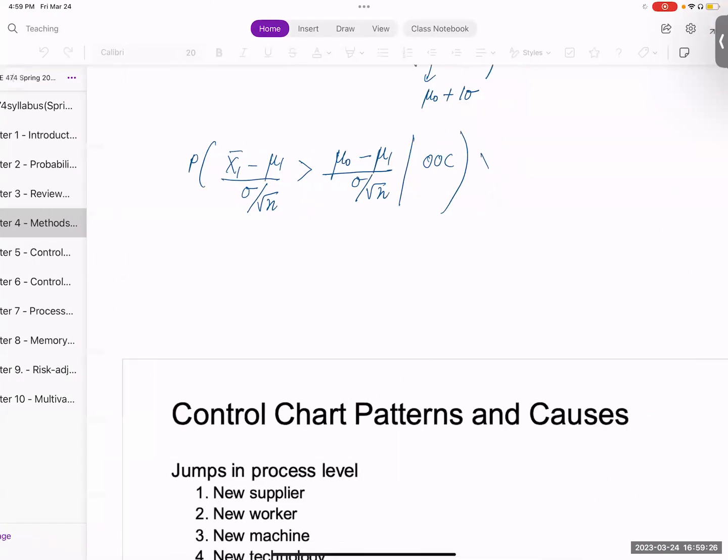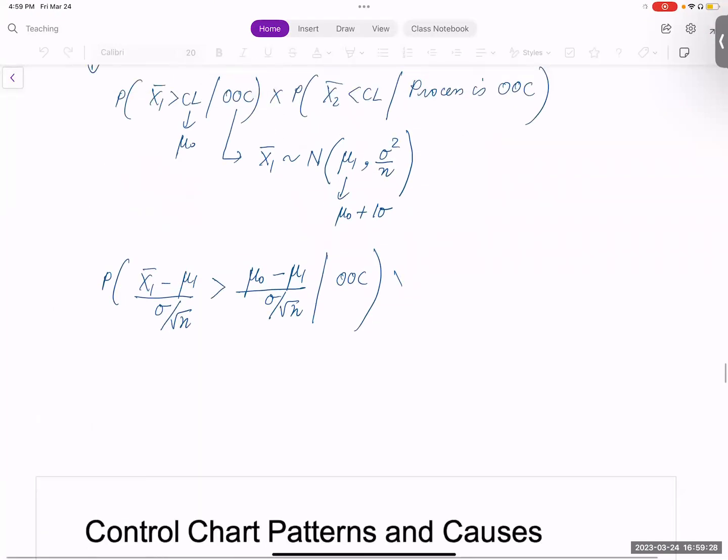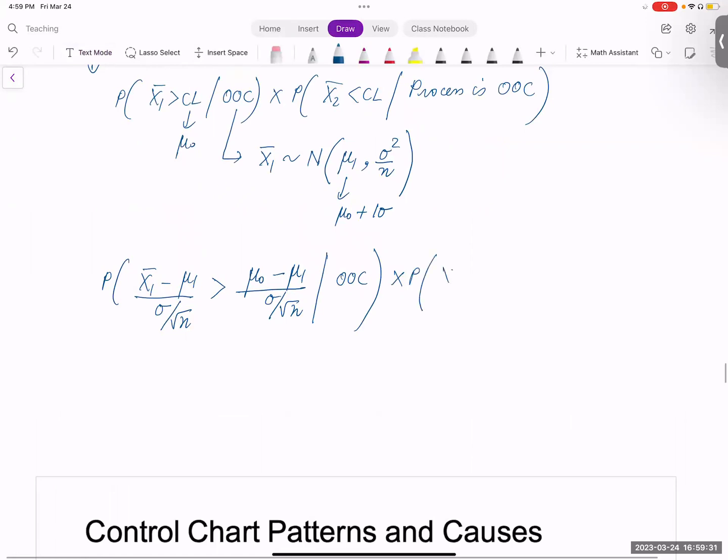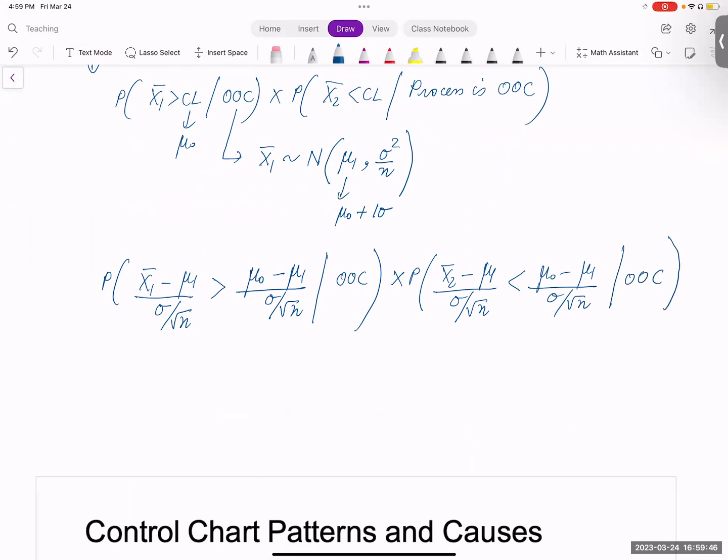All right, so let's do it now. This is multiplied with the probability x2 bar minus mu1 divided by sigma over square root of n is less than mu 0 minus mu1 divided by sigma over square root of n. Now, hopefully you get an idea as to why I'm keeping these conditions with me, because I want to make sure that I know what is the true process mean and what is the mean and standard deviation of the quality characteristic that I'm looking at.